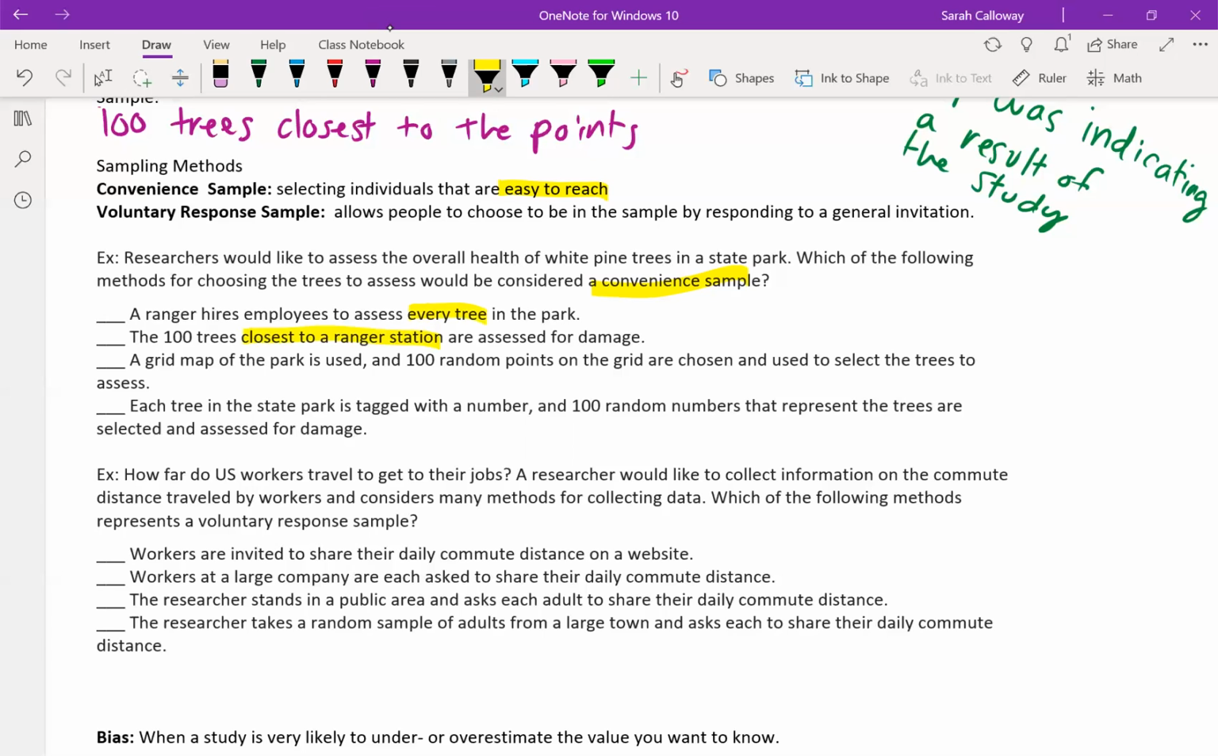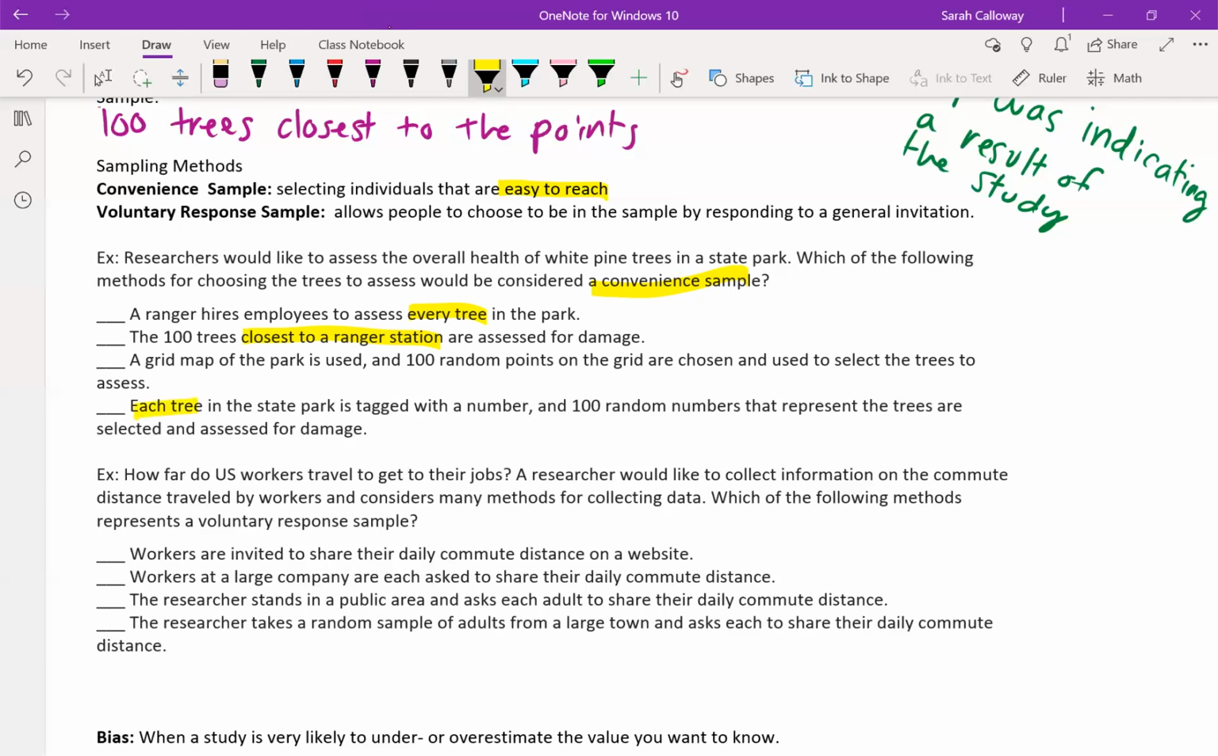A grid map of the park is used, 100 random points in the grid are chosen, and then you select the tree. So that sounds like work, not necessarily easy. So I'm going to say that that's, again, not going to be an answer. And then finally, each tree is tagged with a number. Again, sounds tedious. I'm going to go and tag every single tree so that I can then pull 100 numbers.